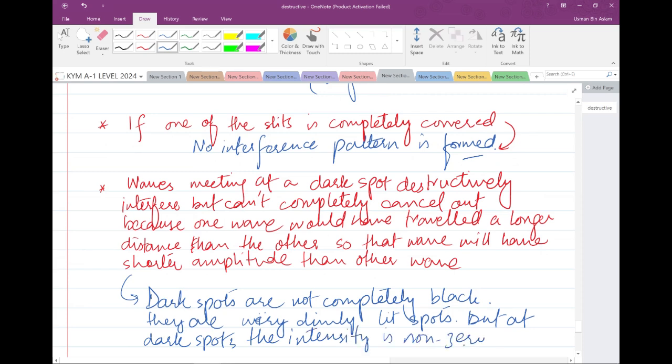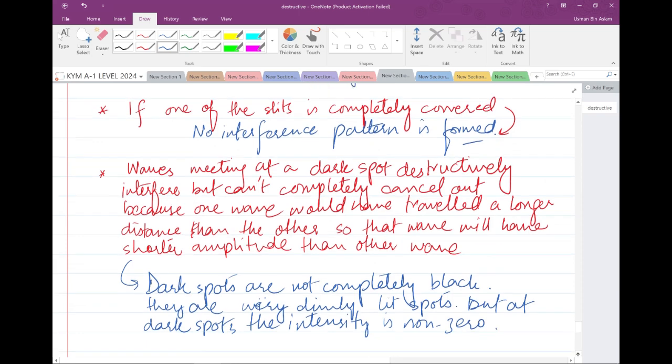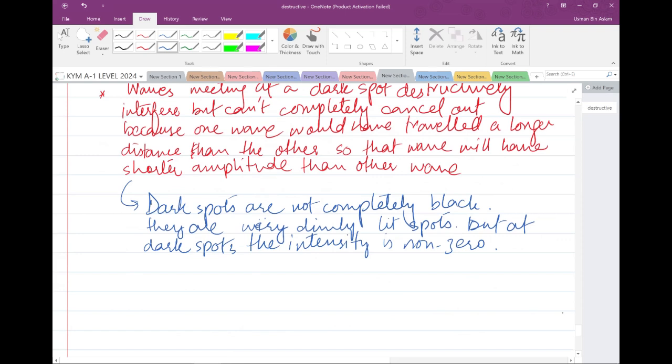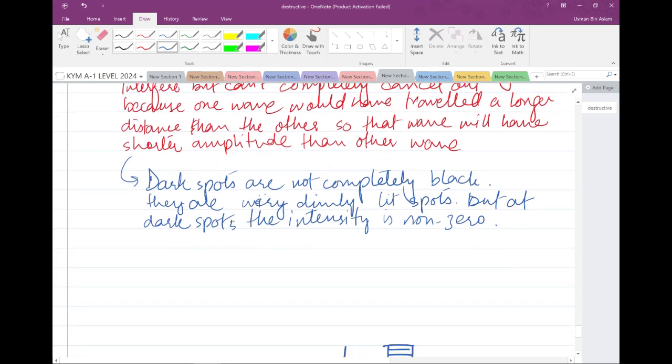The last point doesn't really make sense. The intensity of not being non-zero? Dark spots are not completely black. They are very dimly lit. I will improve that for you. Dark spots are not completely dark, they are very dimly lit spots. I'll explain it, no problem.